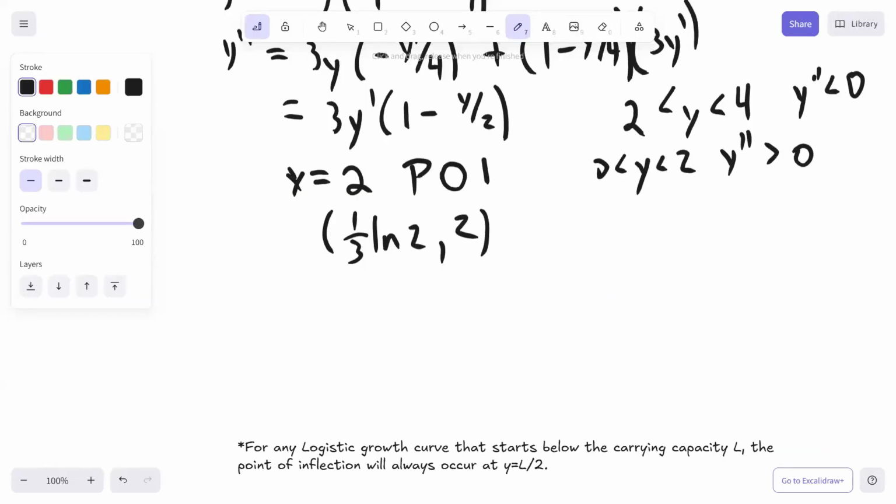So that's it for this one, guys. In the next one, we're going to talk about some applications for the logistic growth curve.